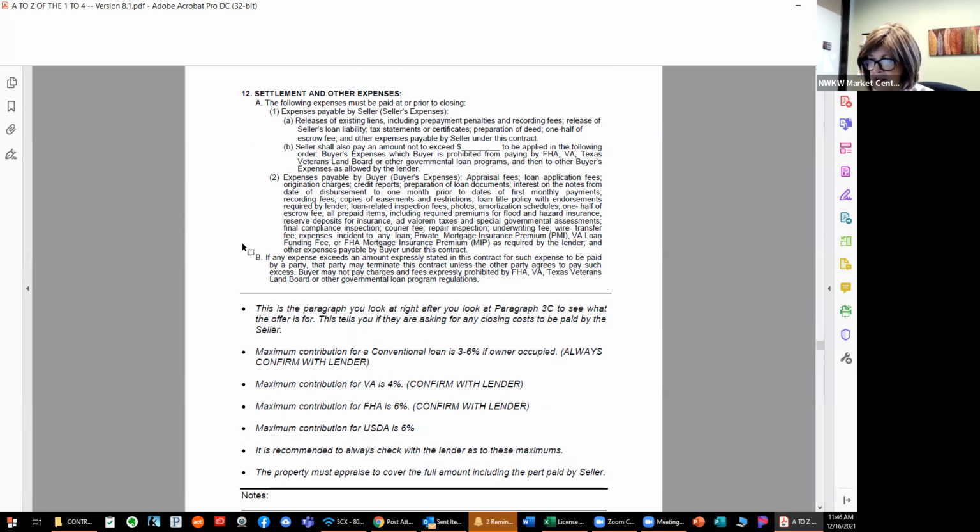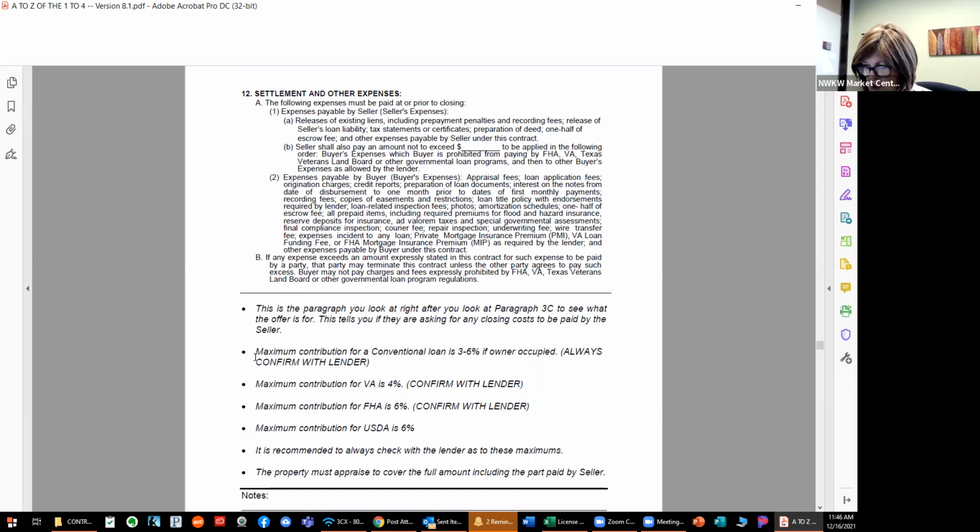Settlement and other expenses. This is a paragraph you look at right after you look at paragraph 3C to see how much they offered, because you're seeing if they're asking for any closing costs to be paid. So they're going to automatically say, okay, they're offering this and they're asking for this much closing costs, take that away. So they see what their offer actually is.